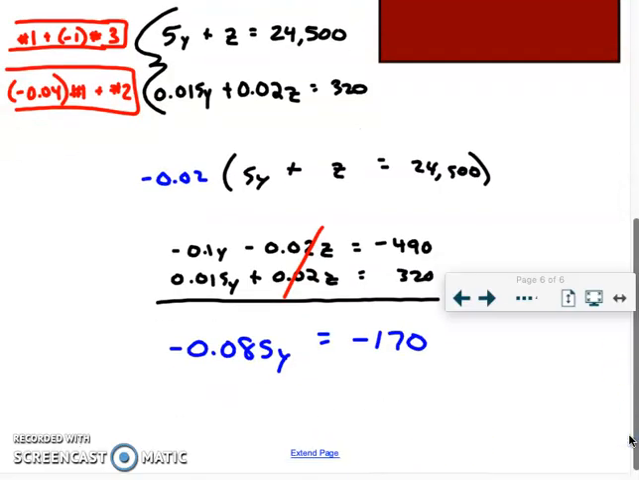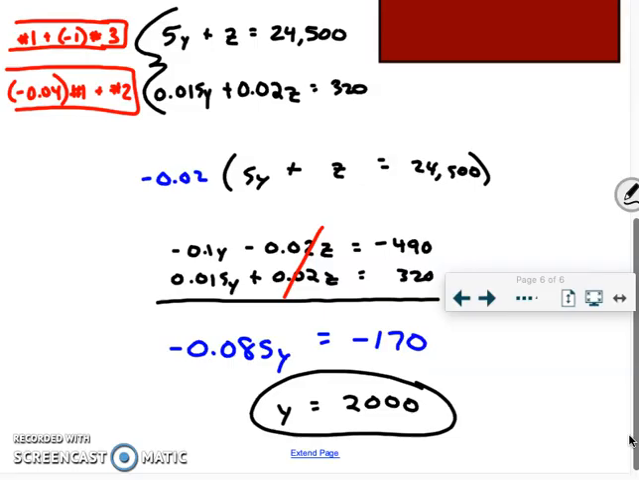So, pretend that none of that is there because it isn't accurate. So now if I were to take this negative 170 and divide it by negative 0.085, that's how we're going to obtain the fact that y is equivalent to 2,000. So $2,000 was invested in that y account.